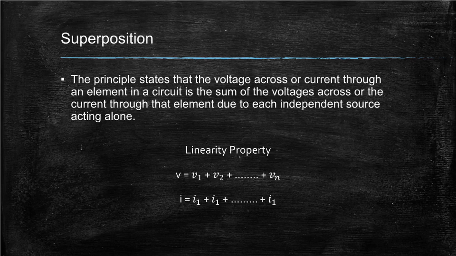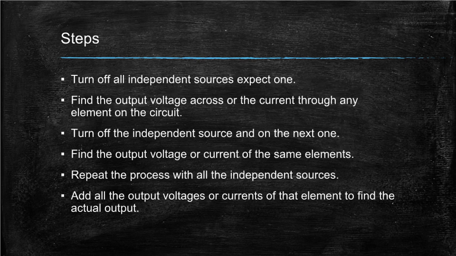The principle states that the voltage across or current through an element in a circuit is the sum of the voltages across or the current through that element due to each independent source acting alone. The principle rests on the linearity property, meaning that contributing currents and voltages will add up to give the actual current or voltage. The steps for the principle are as follows.